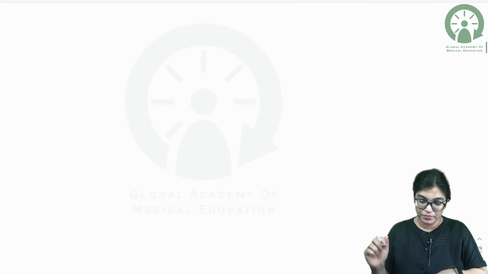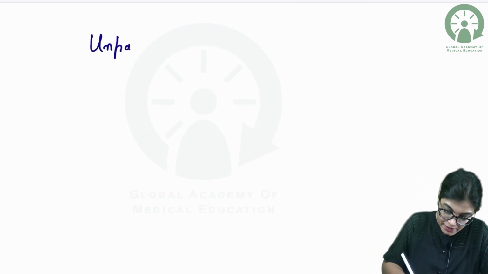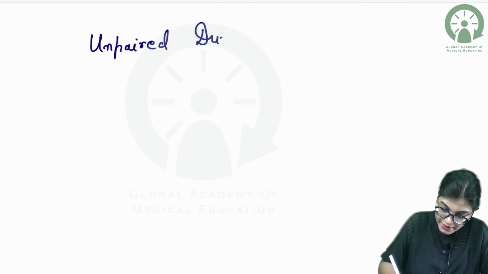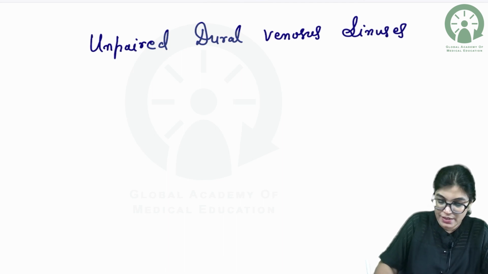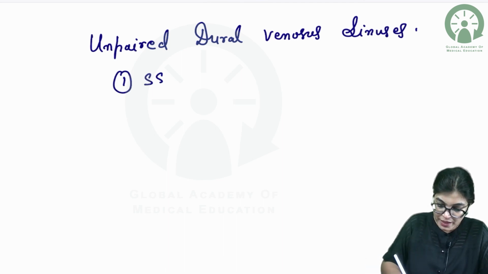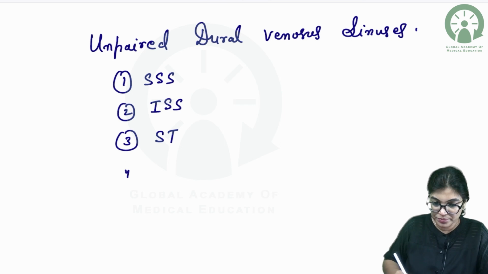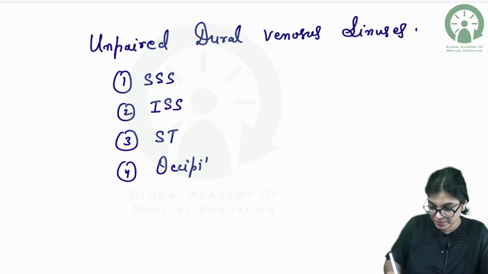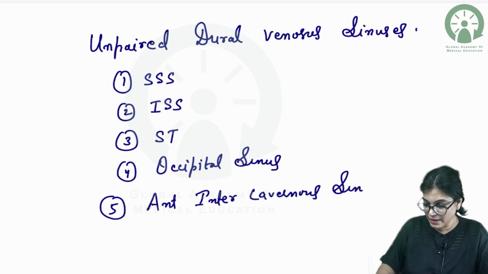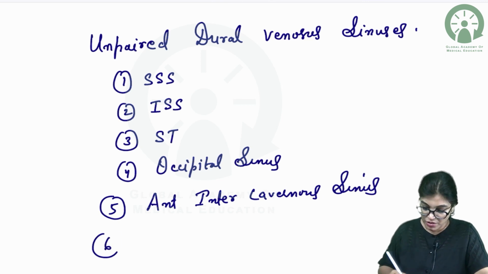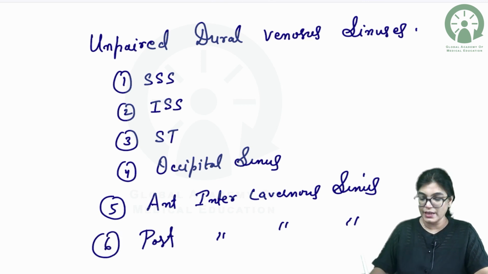So, please write down unpaired dural venous sinuses. The list of unpaired dural venous sinuses: superior sagittal sinus, I am writing in short, inferior sagittal sinus, straight sinus, occipital sinus, anterior intercavernous sinus connecting the anterior part of the cavernous sinuses, and posterior intercavernous sinus. These are unpaired.